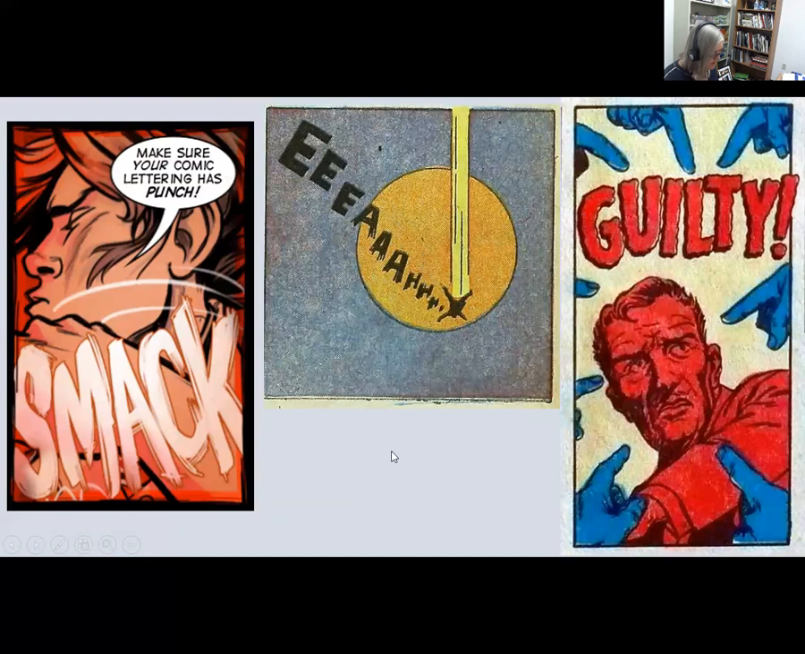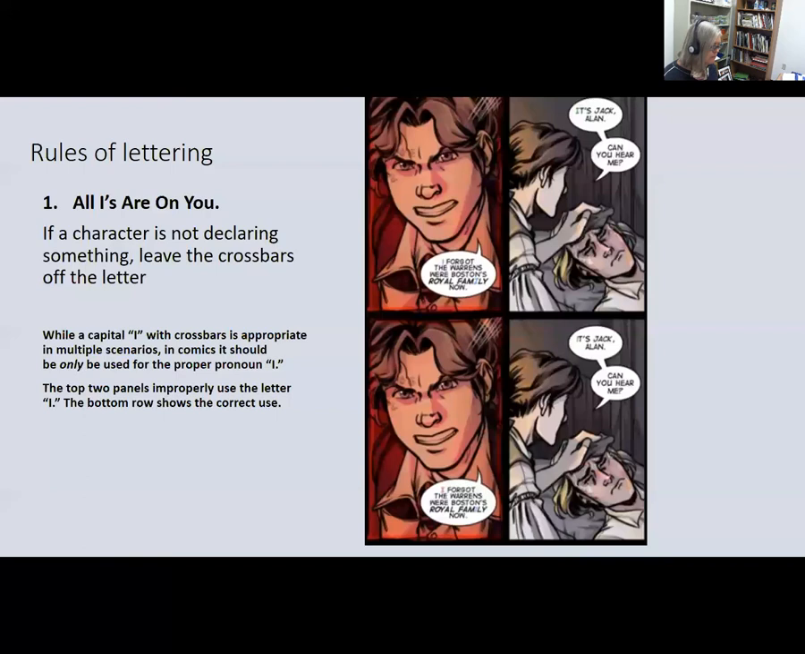So this next information is a little bit of extra information. If you don't think about it when you're drawing your speech bubble, don't worry. But this is something that people lettering for graphic novels and comic books do.